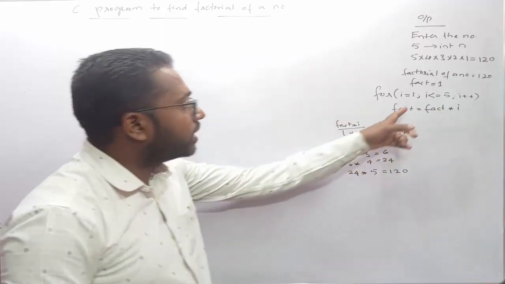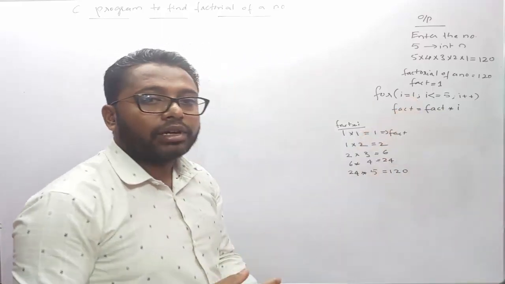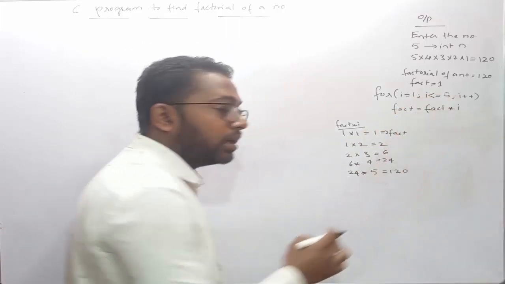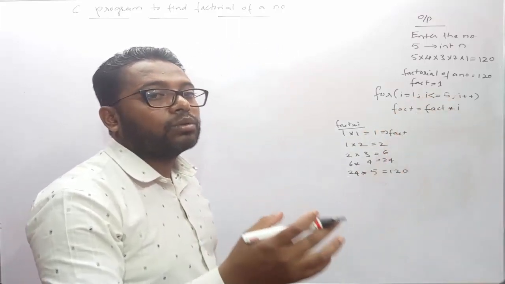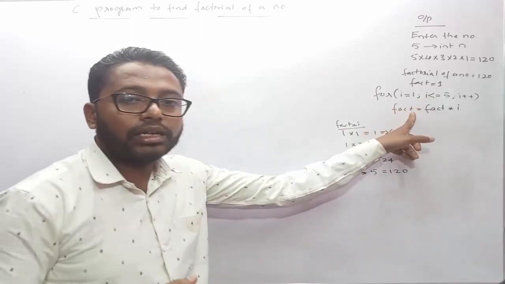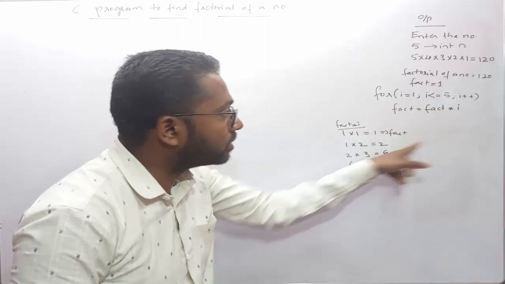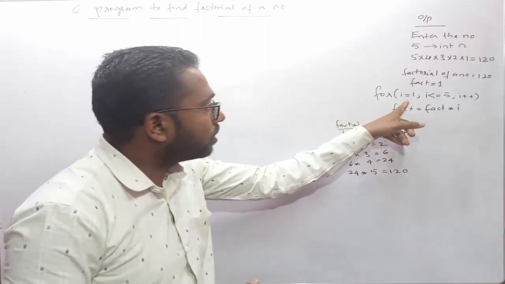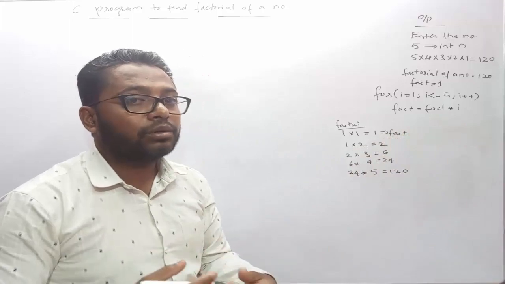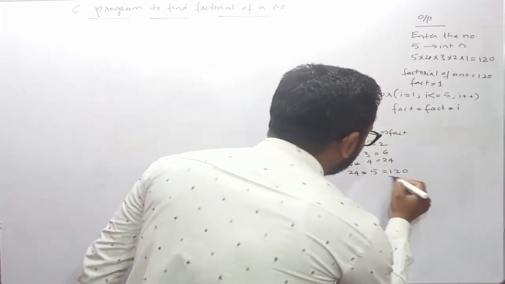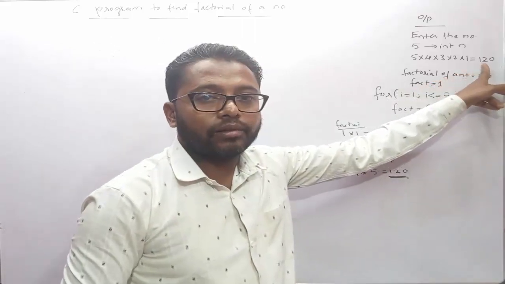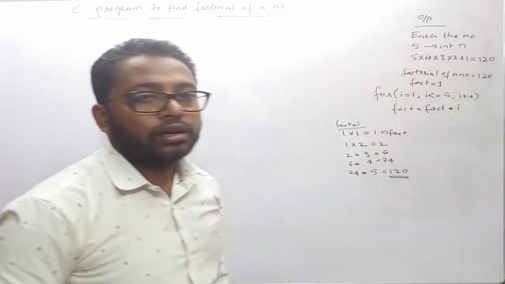Then again i value gets incremented by 1. i becomes 6. Here 6 gets matched with 5. Is 6 less than or equal to 5? No, condition becomes false. When the condition becomes false, control will not come inside the for loop, control will come outside the for loop, and that means for the value of i equals to 6, this expression will not get executed and we will get the output as 120, which is the correct output, which is the factorial of 5.